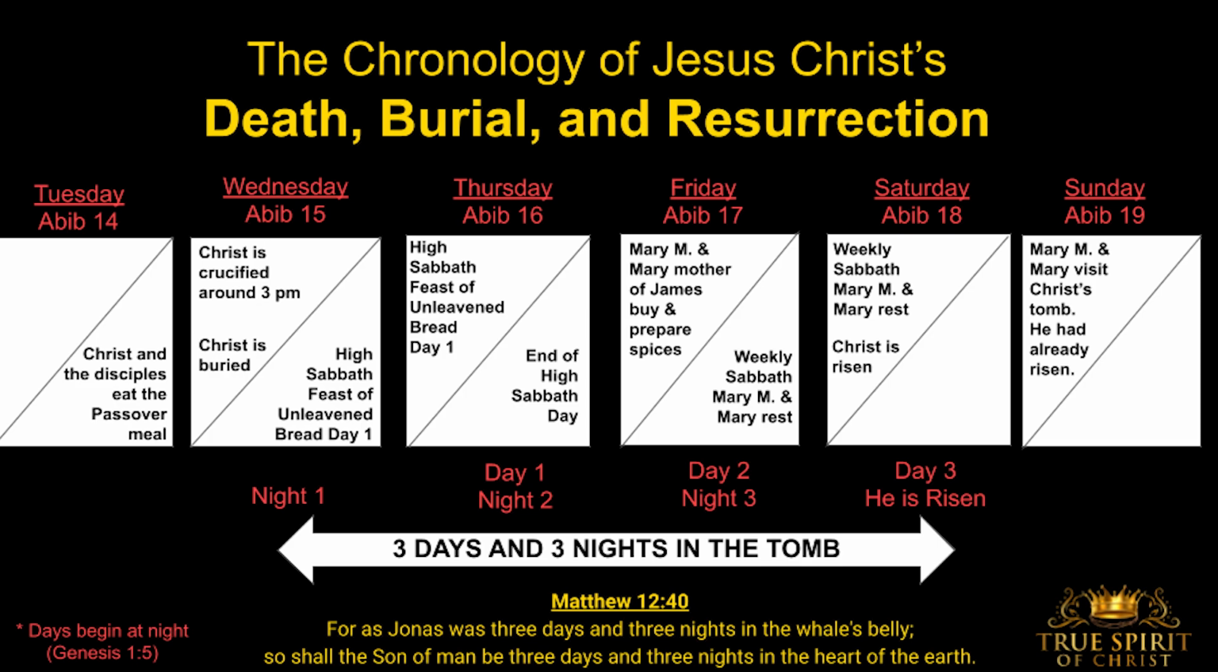Our forefathers are rushing to get him off the cross to bury him just before night. Because Christ was buried in the evening, just before night, this begins the prophecy of night 1. Night 1 begins on Wednesday. Night 2 begins on Thursday. Night 3 begins on Friday. He's already risen by Saturday night. Likewise, since the prophecy started with night, the following morning begins day 1. Thursday is day 1, Friday is day 2, Saturday is day 3.